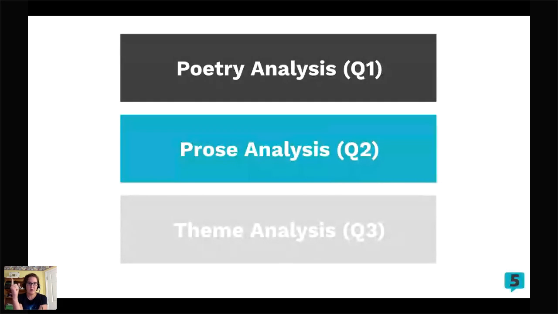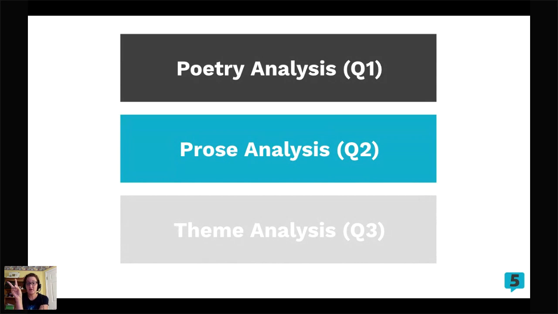A Q1 is a poetry analysis. So they're going to give you a poem to read, probably one you've never seen before. I've never seen one that I have seen before on there. And you analyze it based on a question they're going to ask you. We'll look at 2 examples today. So you're answering a question based on that poem.